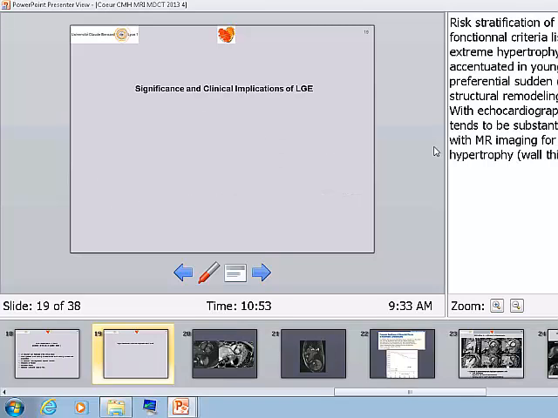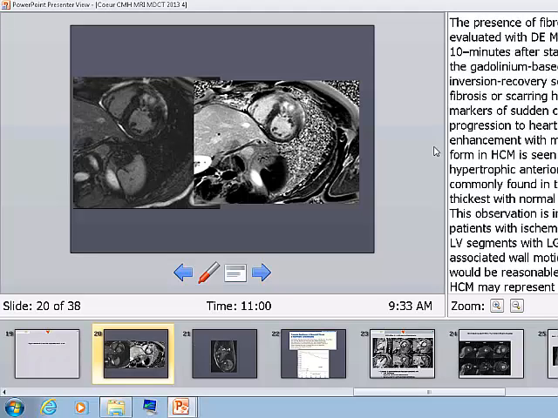What are the significance and clinical implications of enhancement? The presence of fibrosis and scarring in HCM can be evaluated with delayed-enhancement MR imaging, which is performed 10 minutes after starting the IV injection of gadolinium-based contrast. An inversion recovery sequence is used. The extent of fibrosis has been associated with clinical markers of sudden cardiac death risk and progression of heart failure.